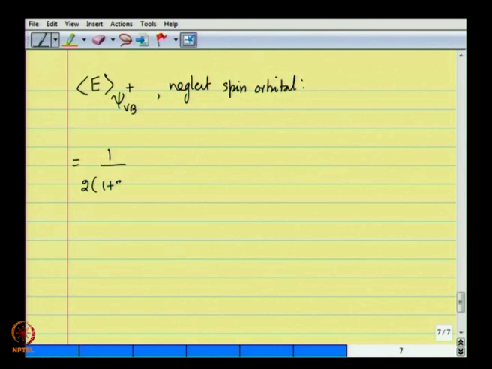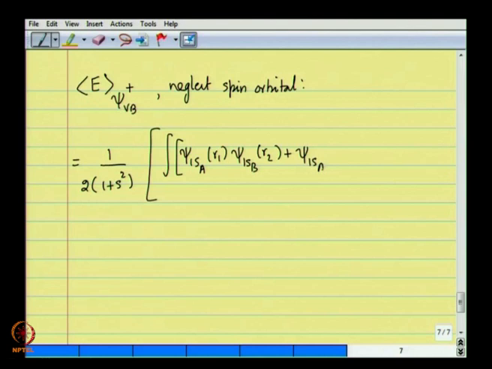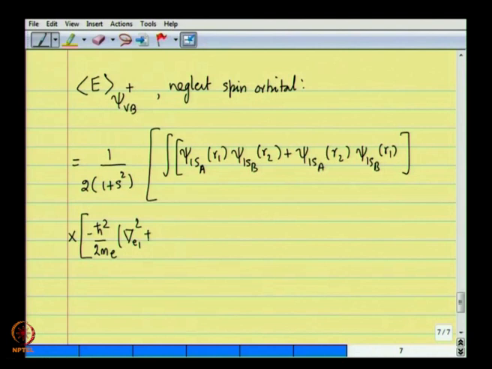That is the psi star psi normalization constant, and then we have the integral psi 1s_A(r1) psi 1s_B(r2) plus psi 1s_A(r2) psi 1s_B(r1), times the Hamiltonian, which is minus h bar square by 2 m_e del_1 square plus del_2 square, minus e square by 4 pi epsilon naught times 1 by R_A1 plus 1 by R_A2 plus 1 by R_B1 plus 1 by R_B2.